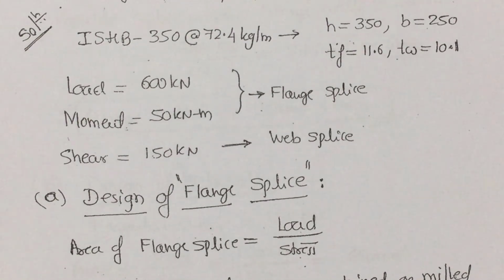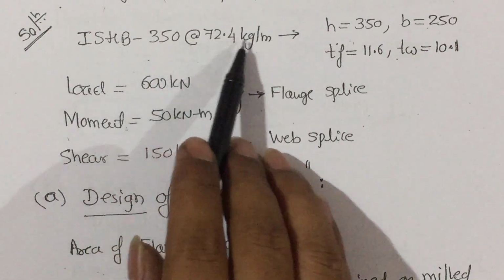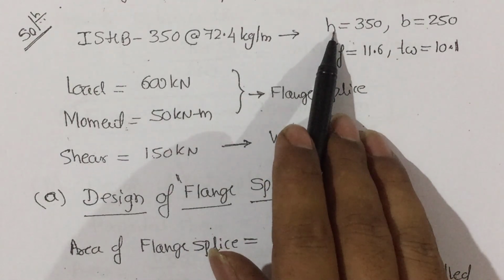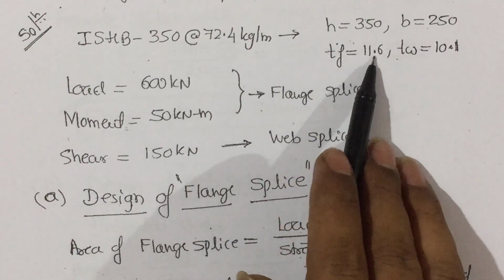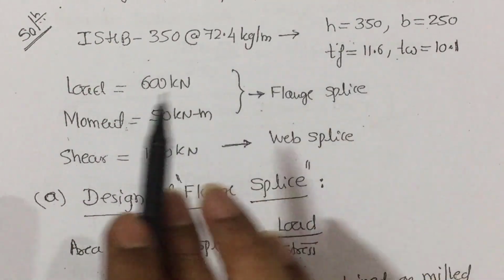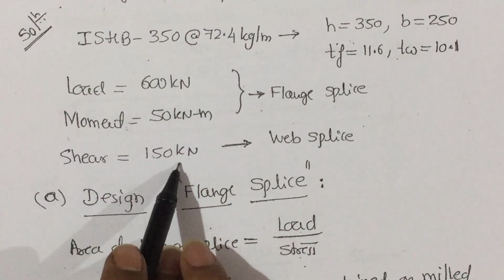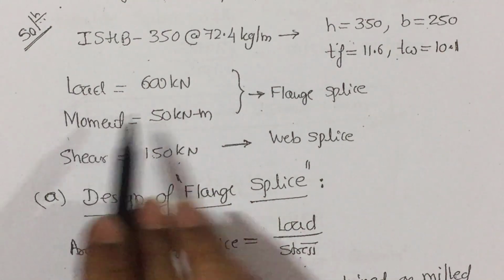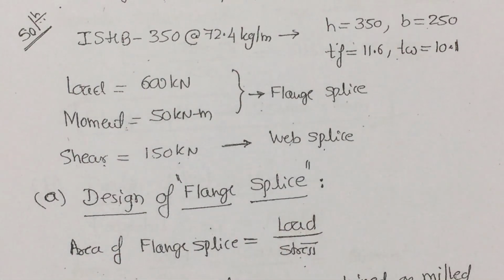Okay, let us go to the solution. Here the given section is ISHP 350 at 72.4 kg per meter. From the steel table, note down the values: height H is equal to 350, width is equal to 250, thickness of the flange is 11.6 and thickness of the web is 10.1. Then load is 600 kilonewton, moment is 50 kilonewton meter and shear is 150 kilonewton. By using the load and the moment, we are going to design the flange splice. By using the shear, we are going to design the web splice.